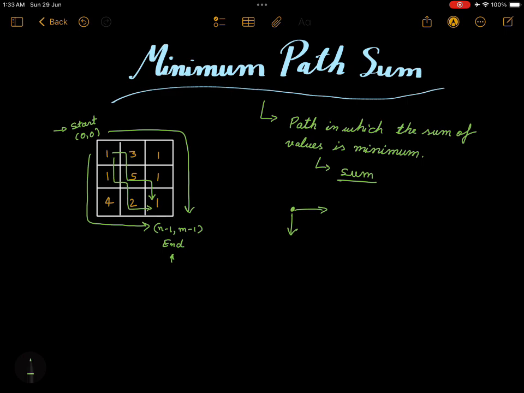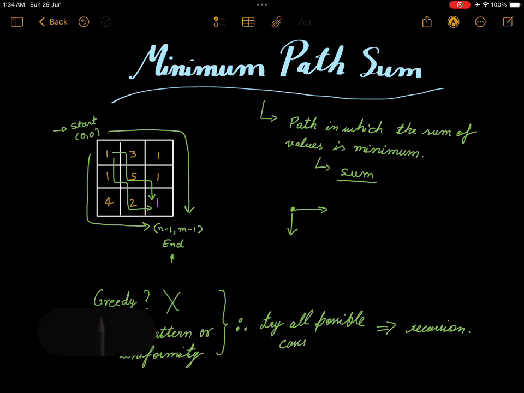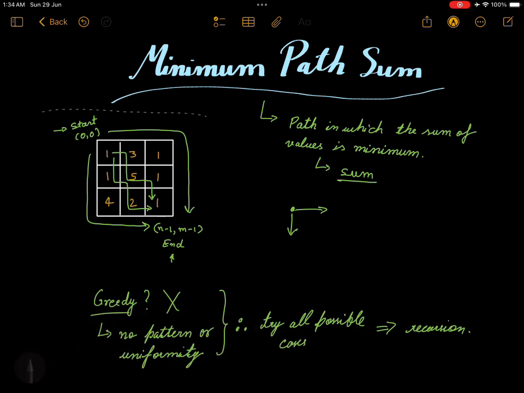And one more thing, on first thought, maybe you can think of greedy, but greedy will not work here. Why? Because there is no pattern here, there is no uniformity here. We need to try all the paths, we need to check all the paths. And whenever we need to try all possible paths, all possible cases, we use recursion. So let's see how we're going to implement this.